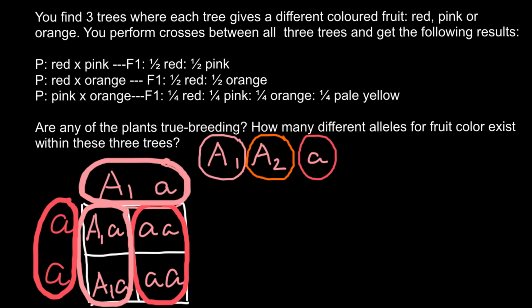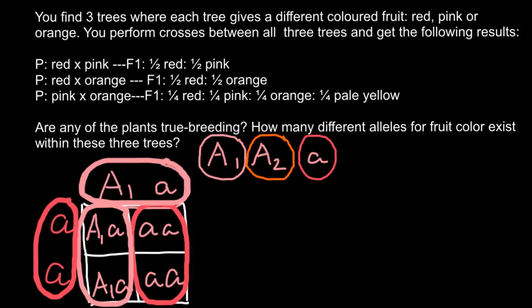Let's now analyze the second line, when we cross red and orange. P stands for the parents. So one parent had the red phenotype, the other orange, and in the F1 generation we got 50% red and 50% orange. Once again, we know that red color is recessive to both these alleles, so in order for the plant to be red, it has to have two recessive alleles.